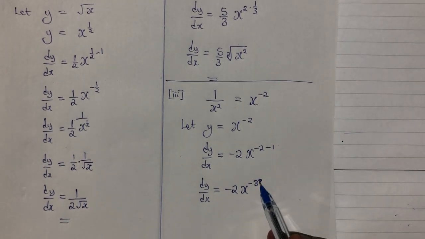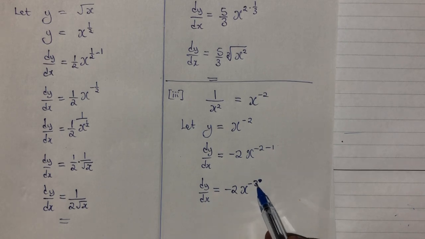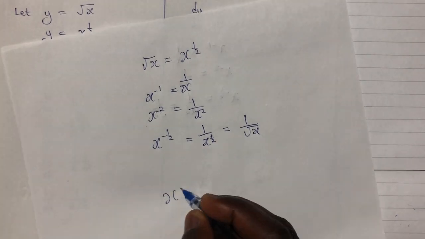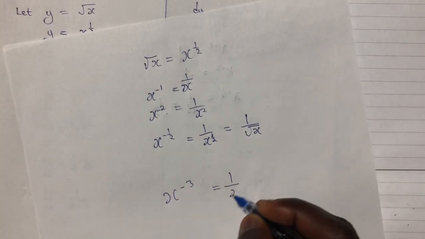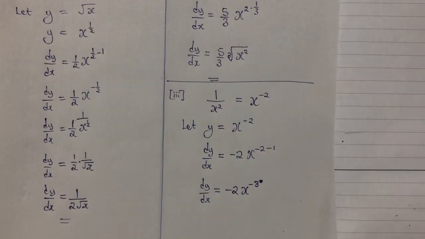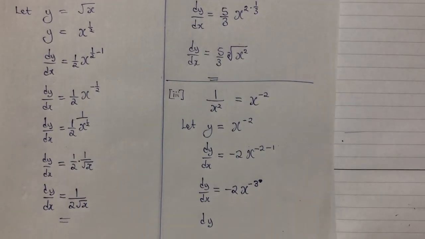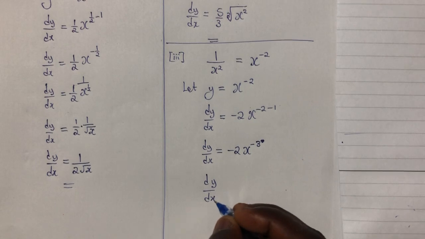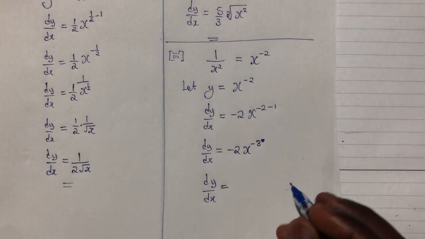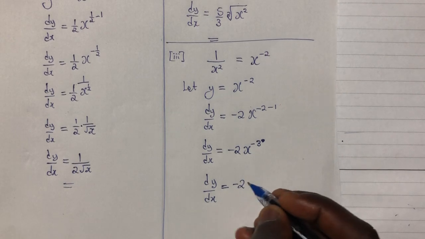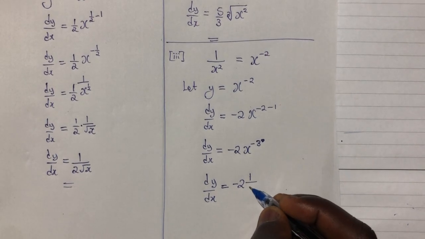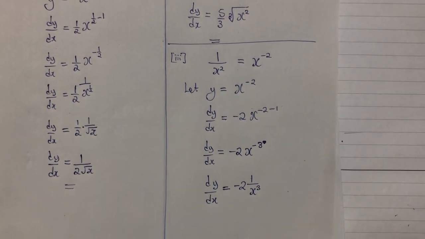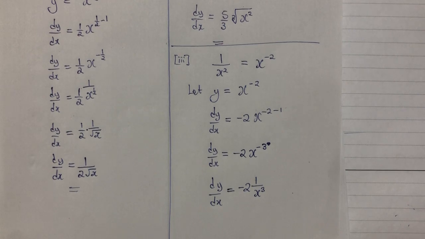X raised to the power minus 4. That was a mistake, so x raised to the power minus 3. So if I have x raised to the power minus 3, it is the same as 1 out of x cubed. So I'm getting dy out of dx being equal to minus 2 over 1 out of x all cubed. And that will be my final answer.